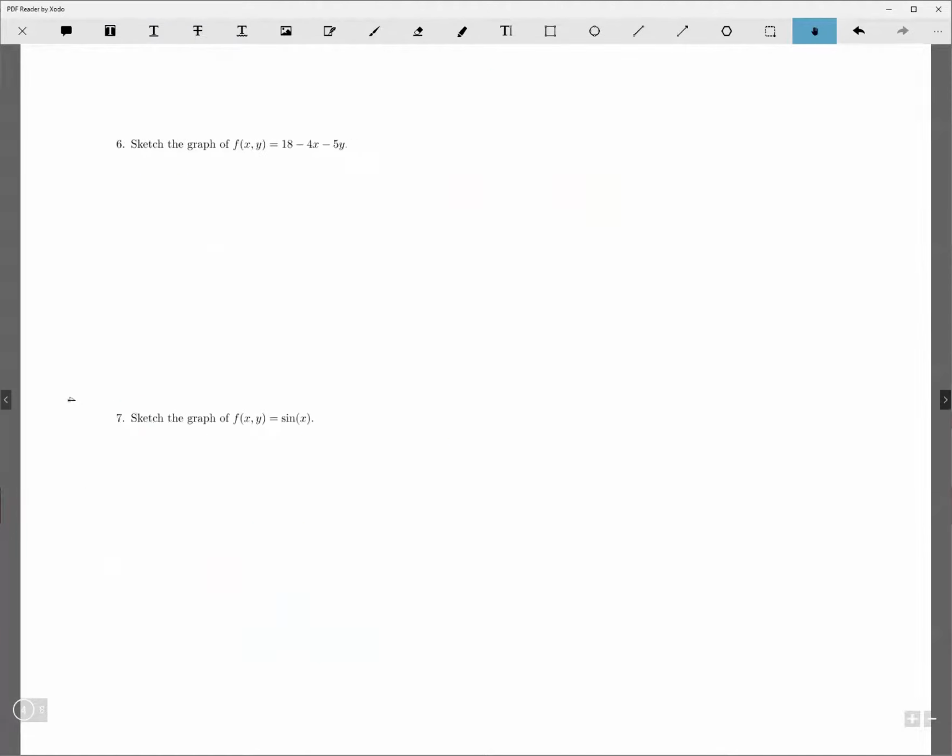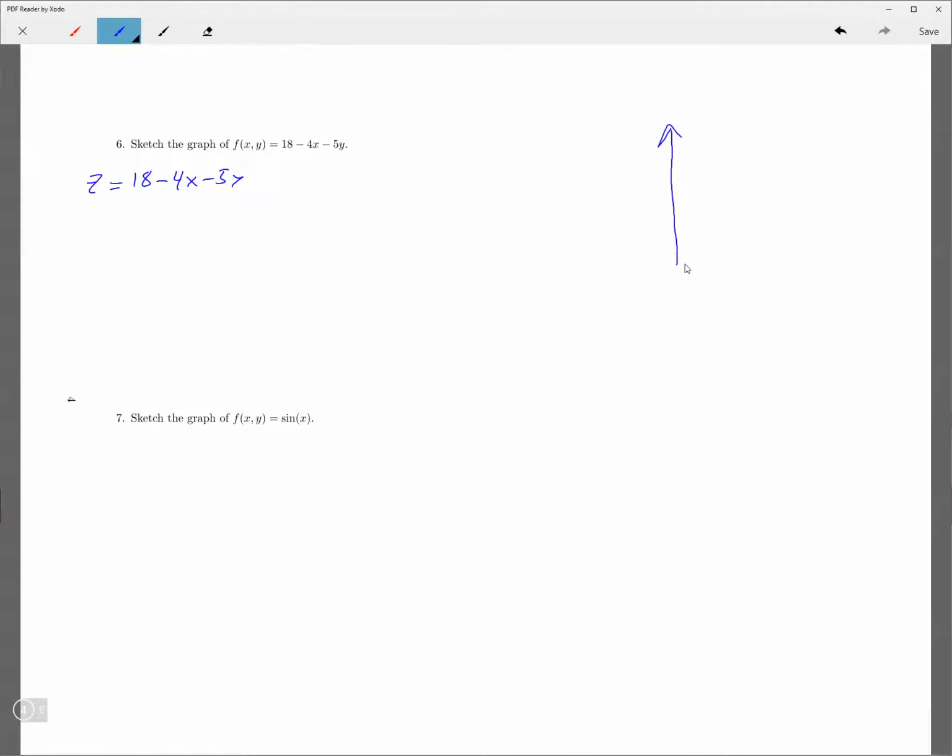Let's move on to number 6. Sketch the graph of this. Okay, so here, to sketch the graph, you look at it this way. You sketch the graph of that. So you have the x, y, and z axes over here. And you're going to plot points, okay?